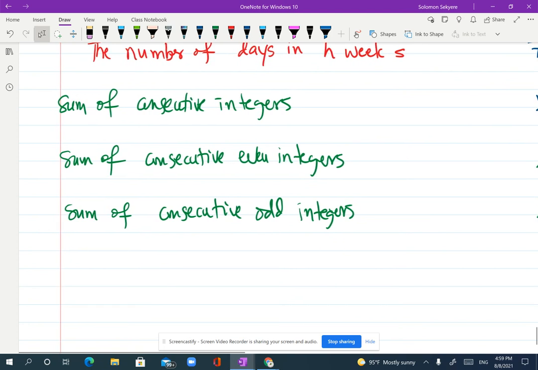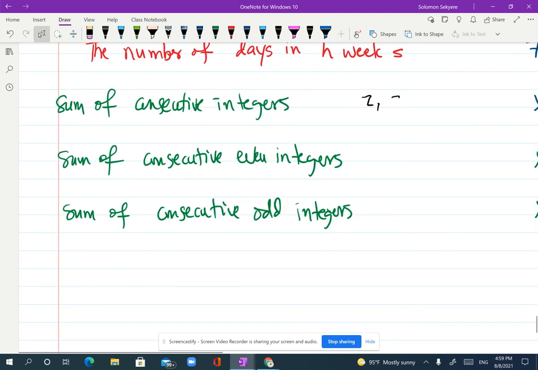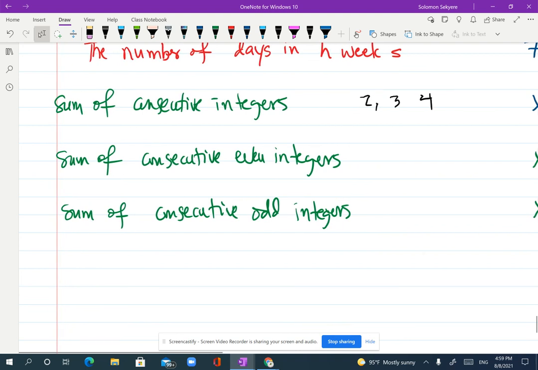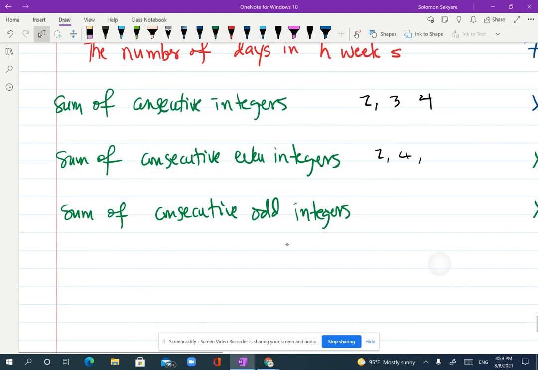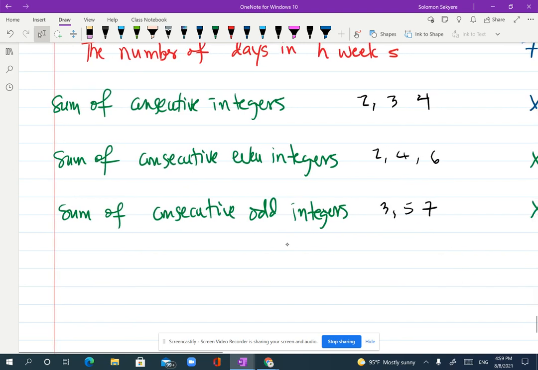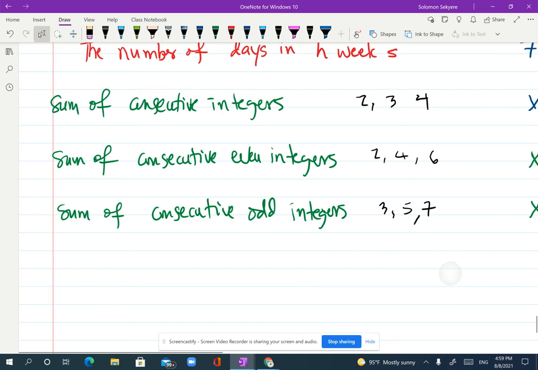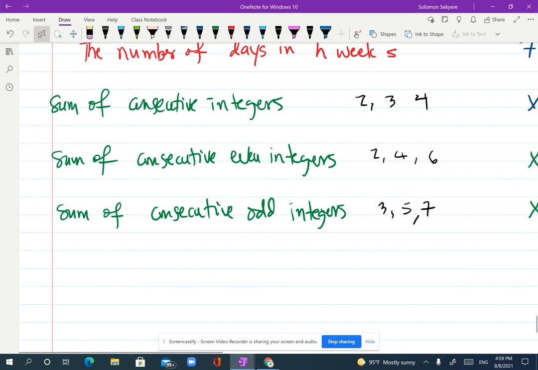Sum of consecutive integers. Consecutive integers like what? 2, 3, and 4. Sum of consecutive even integers, 2, 4, 6. These are even. Sum of consecutive odd integers, 3, 5, 7. See that? What are your answers? So write these first, come back and check your answers.